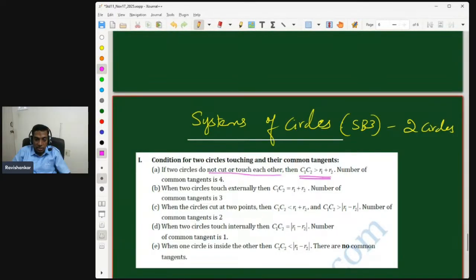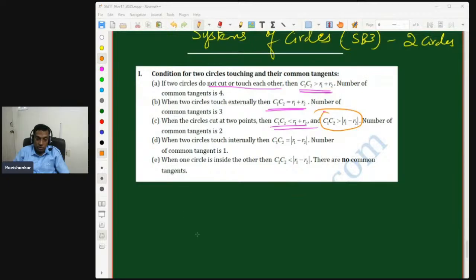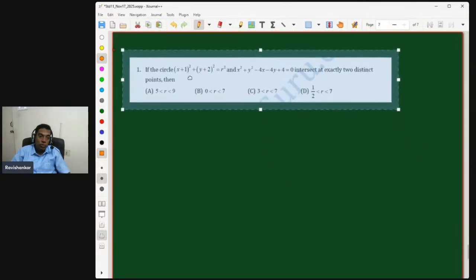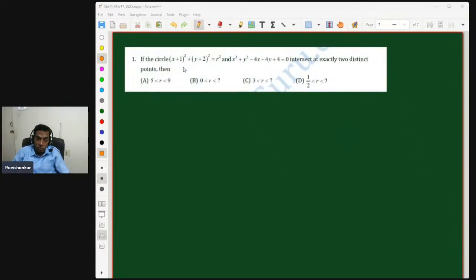C1C2 is greater than R1 plus R2. That is, both are outside. Then equal to, less than, along with this is an extra condition that's very important. So these are the different possible scenarios. Okay. So using this idea, you should be able to go ahead and do question 1 in worksheet 2. Okay, please go ahead and do question 1 in worksheet 2.